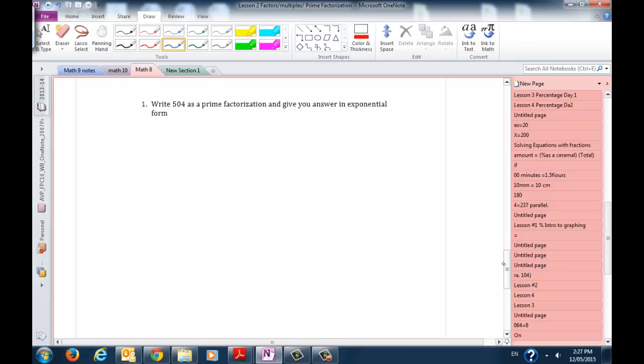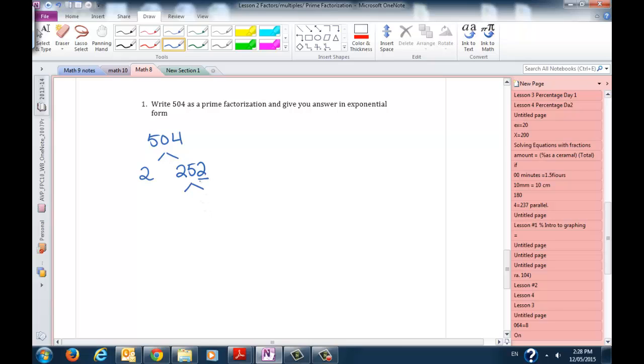All right, let's do an example. Write 504 as a prime factorization and give your answer in exponential form. So you might want to do the tree method, you might want to do the step ladder. Either one gets you to the same answer. I like the tree method, so I'm going to do the tree. 504 divided by 2 is 252. If you're not sure, check it with long division.